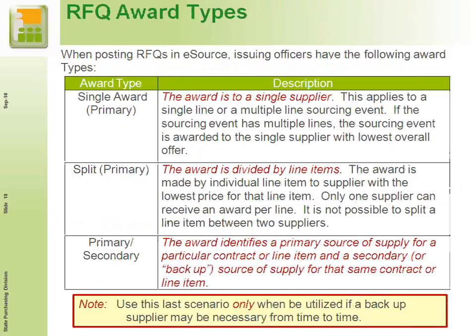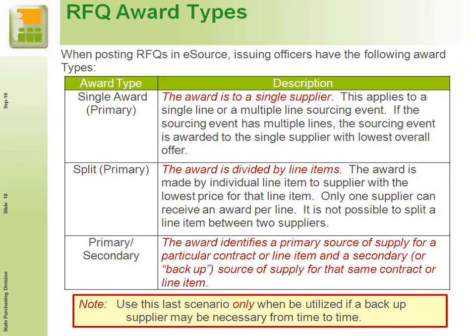Now, when posting RFQs in eSource, the issuing officer has the following award types. You're able to award to a single or primary supplier. And this single supplier award applies to a single line or multiple line sourcing event. If the sourcing event has multiple lines, the sourcing event is awarded to the single supplier with the lowest overall cost, or lowest overall offer. There has been no change from this from eQuote.